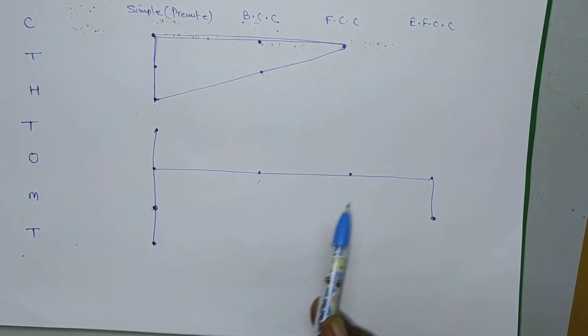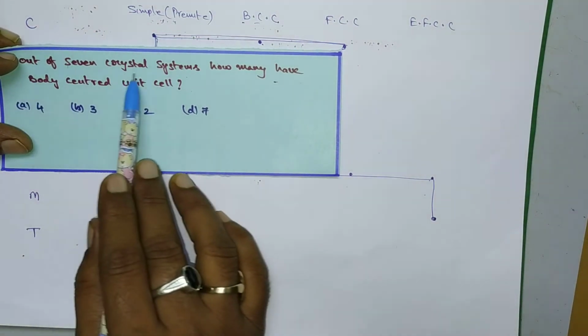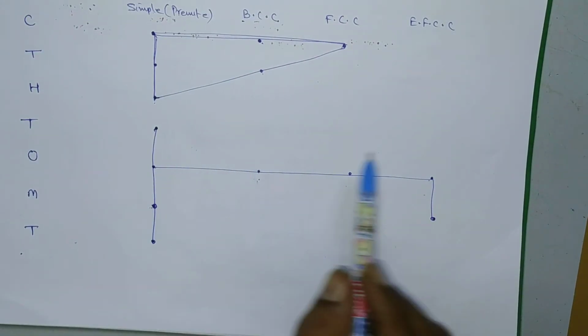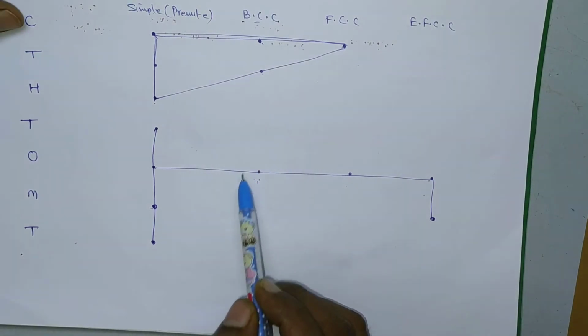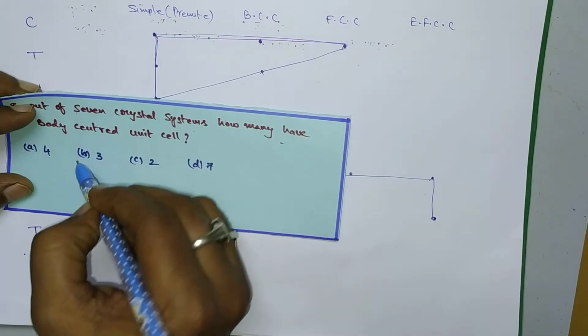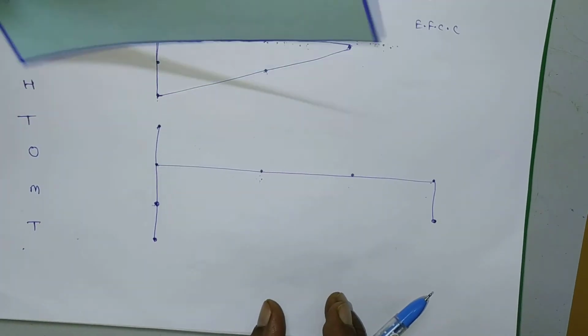Okay. So here our question is, out of 7 crystal systems, how many body centered cells are there? Means 3 only. So body centered only 1, 2, 3, that is cubic, tetragonal and orthorhombic. So only 3 are there. So option is 3. And next one.